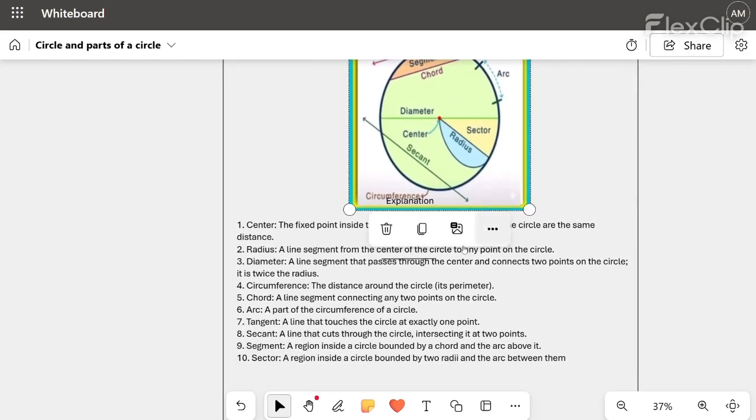Then looking at another one here, the tangent of a circle. A tangent is a line that touches the circle at exactly one point. Now let's look at what that means.